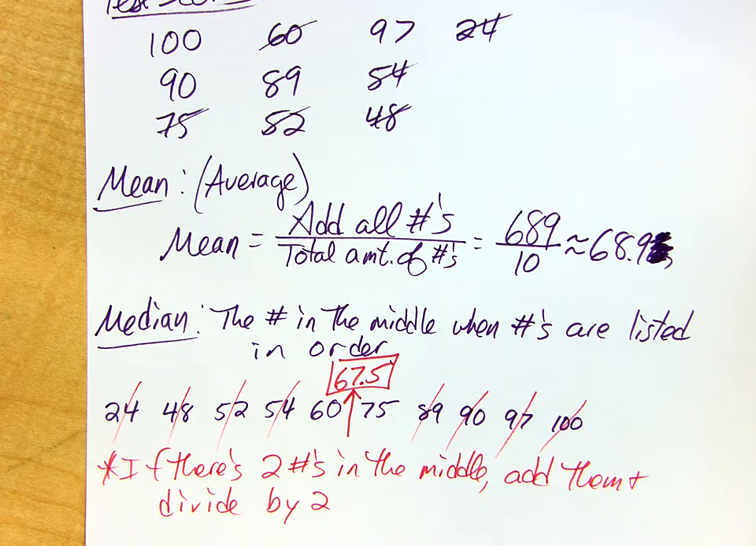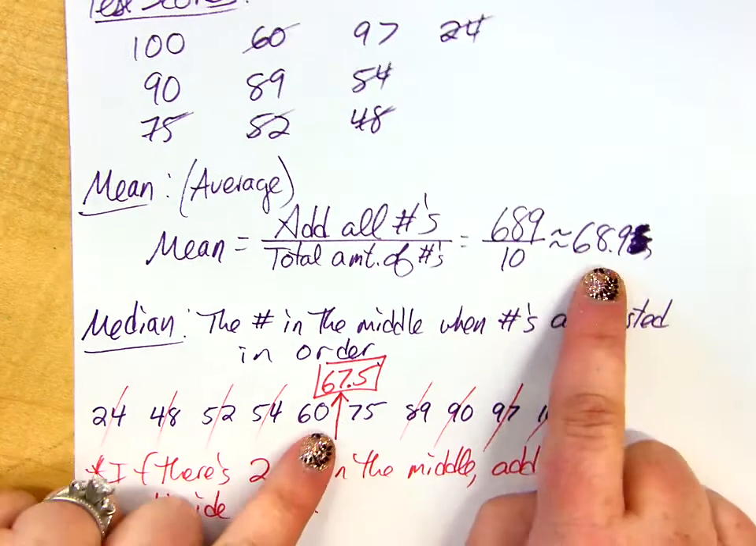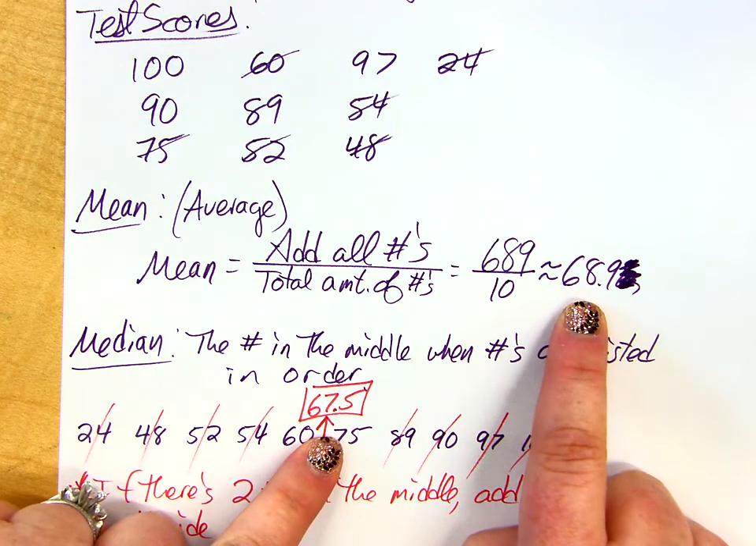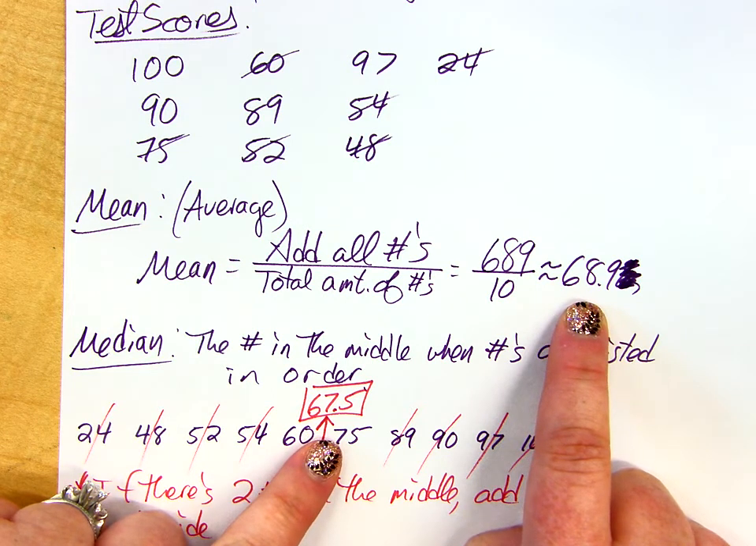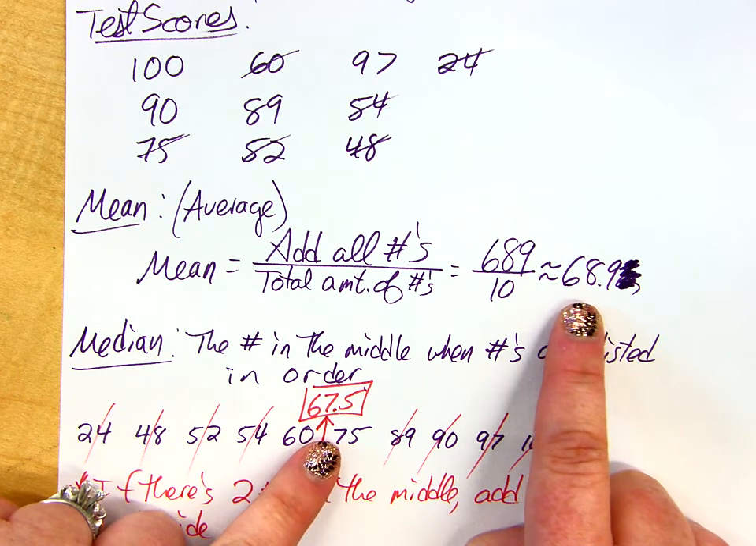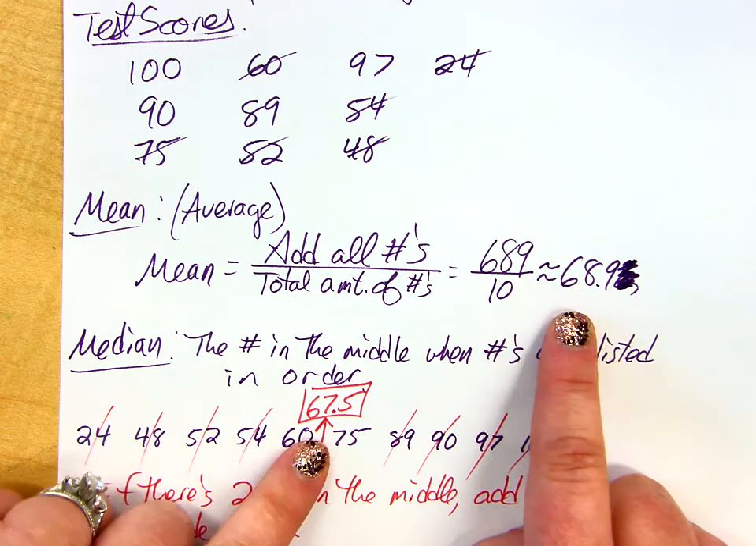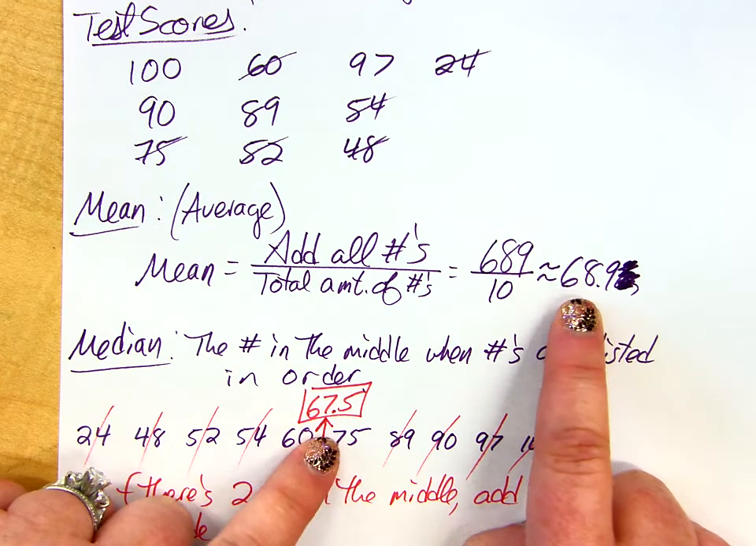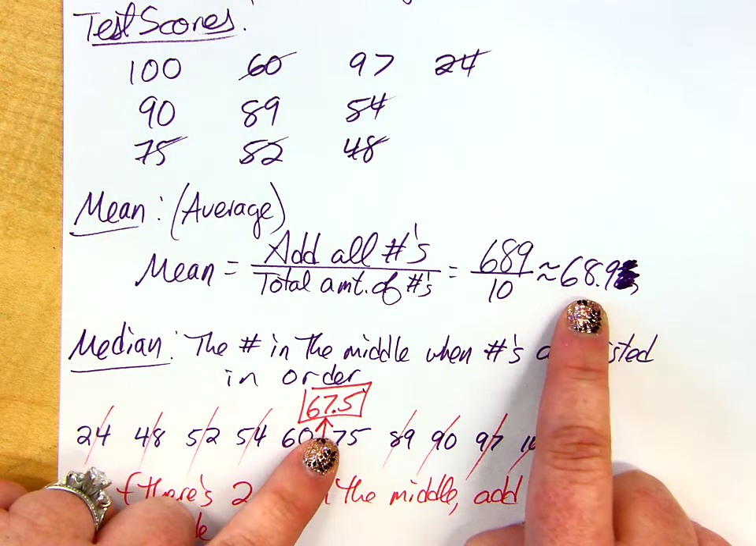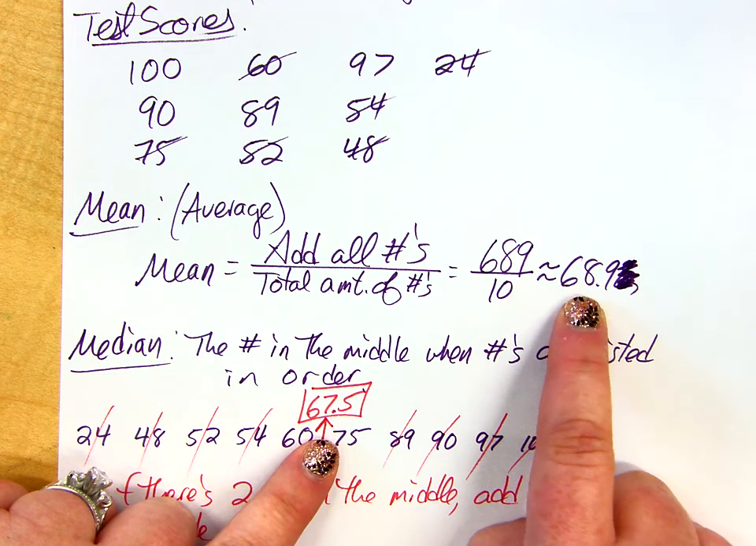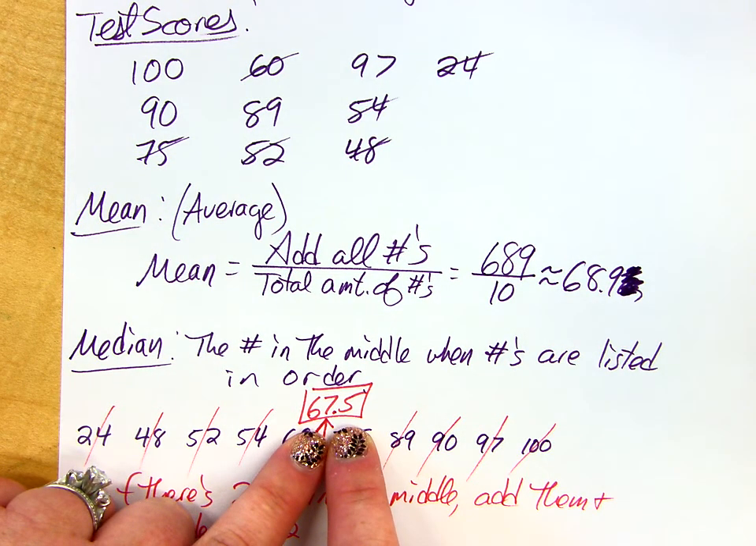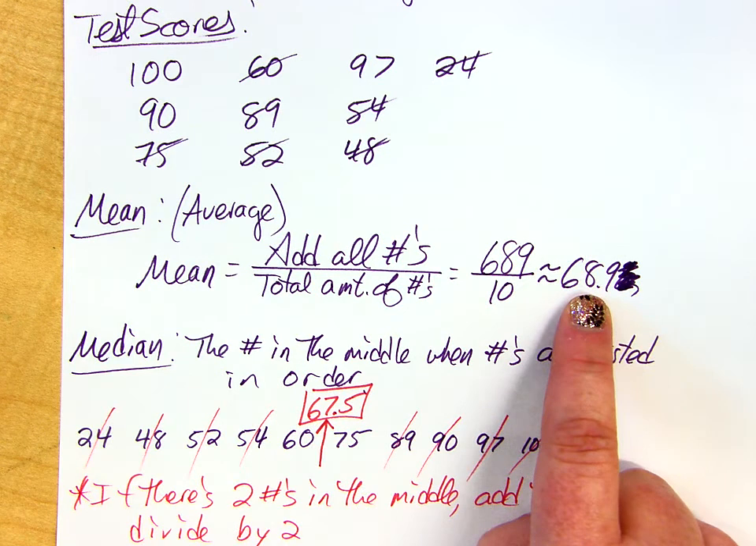So let me give you a great example of the difference between mean and median. Look how our numbers are kind of close to each other, but they're not the same. If these were your test scores, would you rather go home and tell your parents, hey, my average test score is a 68.9, or my median test score is a 67.5? I would rather say this one in this case.